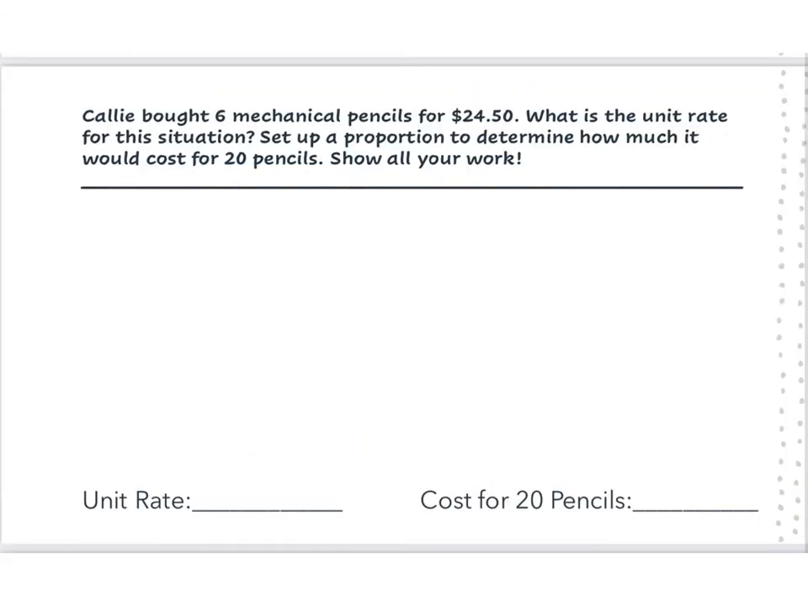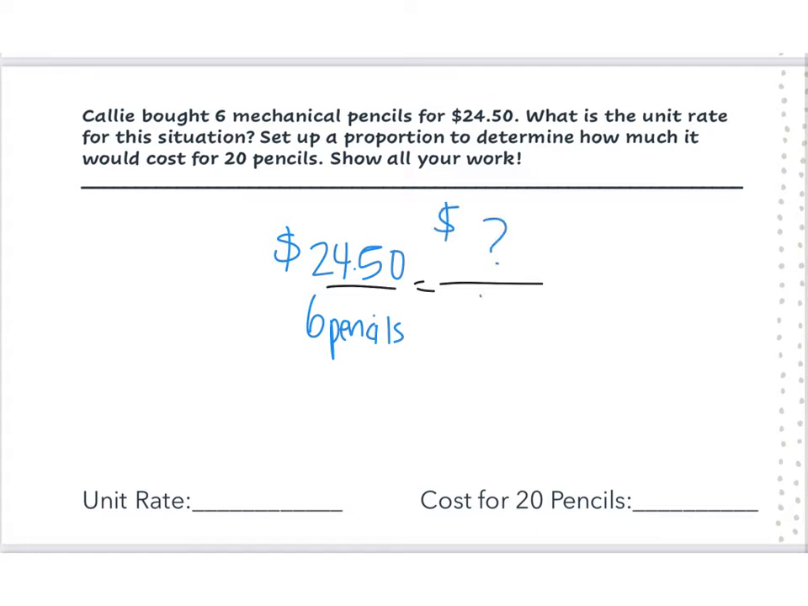All right, the next one says Callie bought 6 mechanical pencils for $24.50. What is the unit rate for this situation? Set up a proportion to determine how much it would cost for 20 pencils. Show all your work. So we are going to set up a unit proportion to figure out our unit rate as well. For our unit rate, which is the cost for one, we always put money on top. So our $24.50 is going to go on top for 6 pencils. And we are trying to figure out how much money it is going to cost for one pencil. That would be to find our unit rate.